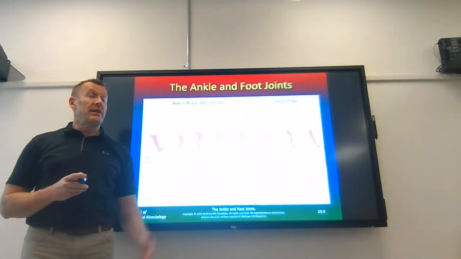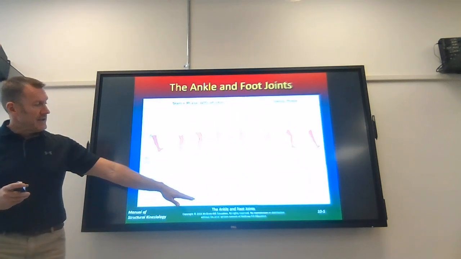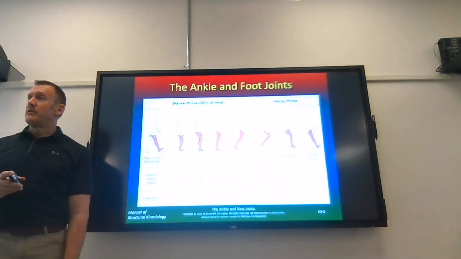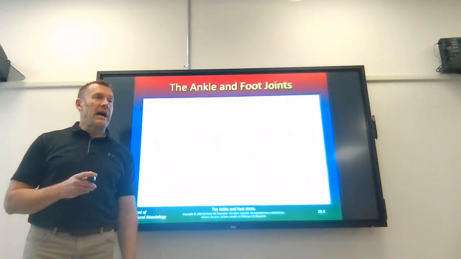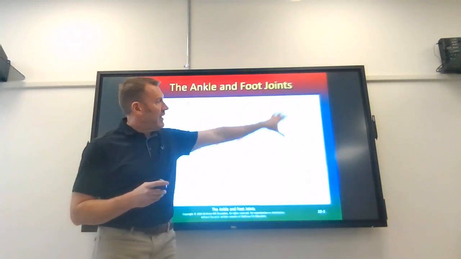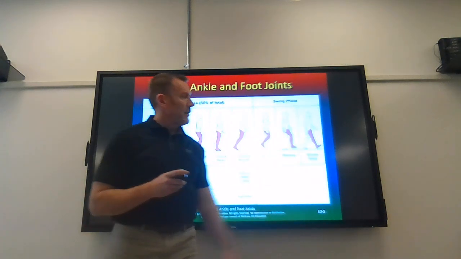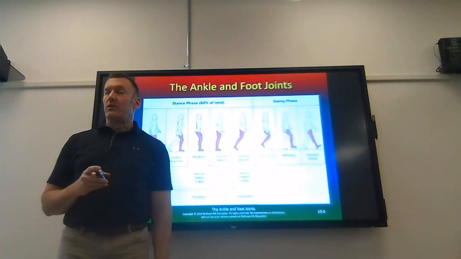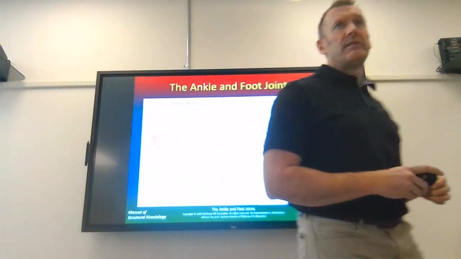So basically, as you take a step, you go from supination to where your foot rolls in just a little bit to pronation, and then as you push from the ground, it goes back into supination. Then you have this whole swing phase where this leg is swinging forward and preparing to start the whole thing all over again. So, any questions on that?